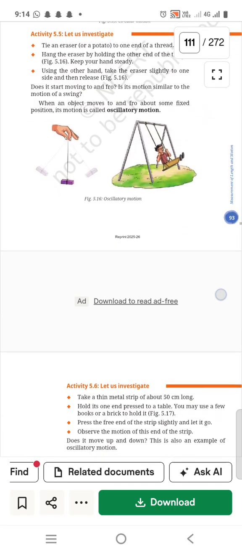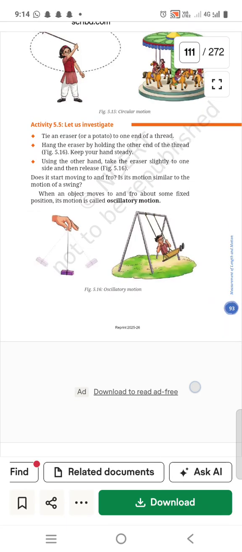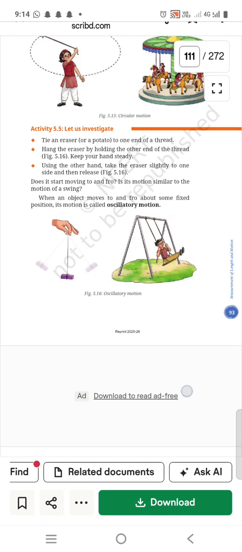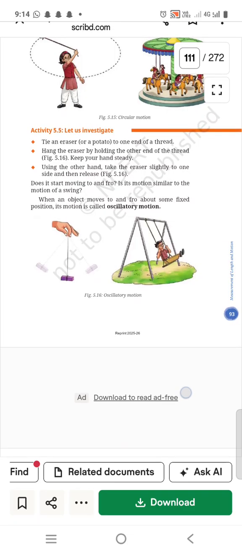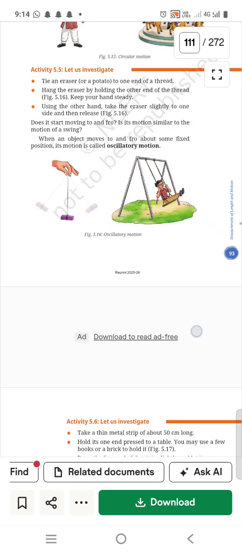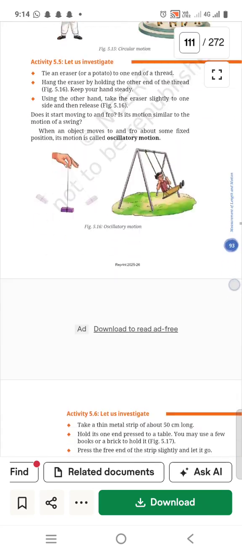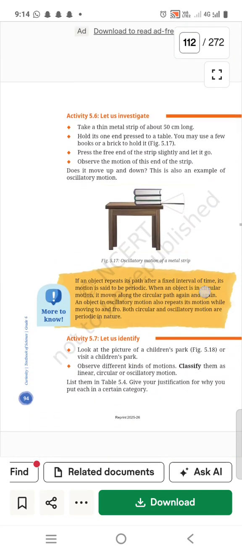Now I will explain oscillatory motion. Oscillatory motion means when an object moves to and fro about a fixed position. This is the third type, and it is important.